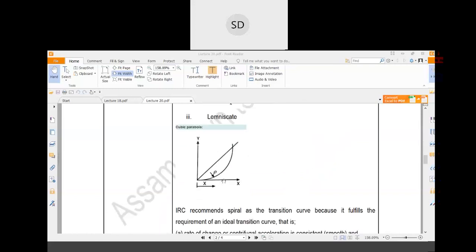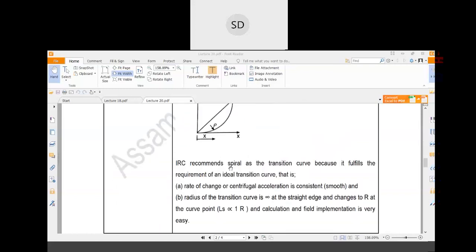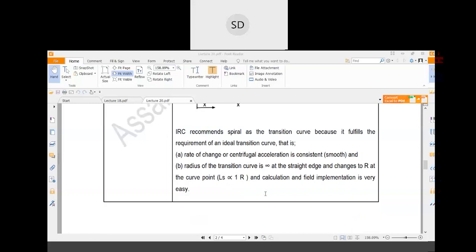This is lemniscate and this is cubic parabola. Now IRC recommended spiral as the transition curve because it fulfills the requirements of an ideal horizontal transition curve. Now what is the requirement? The rate of change of centrifugal acceleration is constant or consistent, as we have discussed. For this reason, the radius of the transition curve is infinity at the straight edge and changes to a value R which is equal to the circular curve. Therefore, your rate of centrifugal acceleration will be uniform.